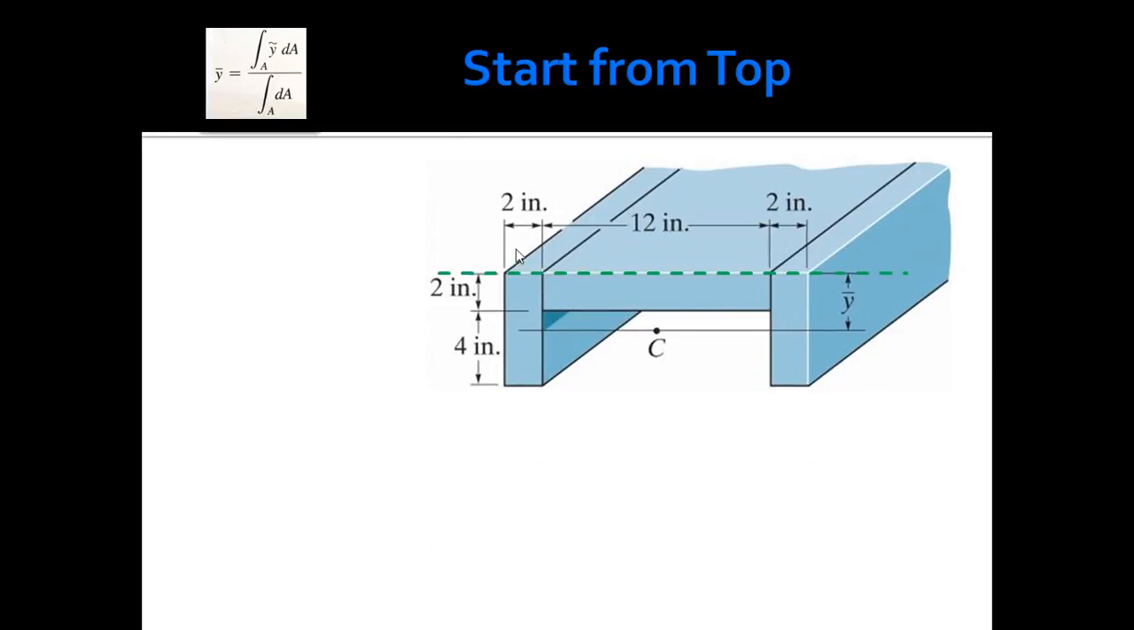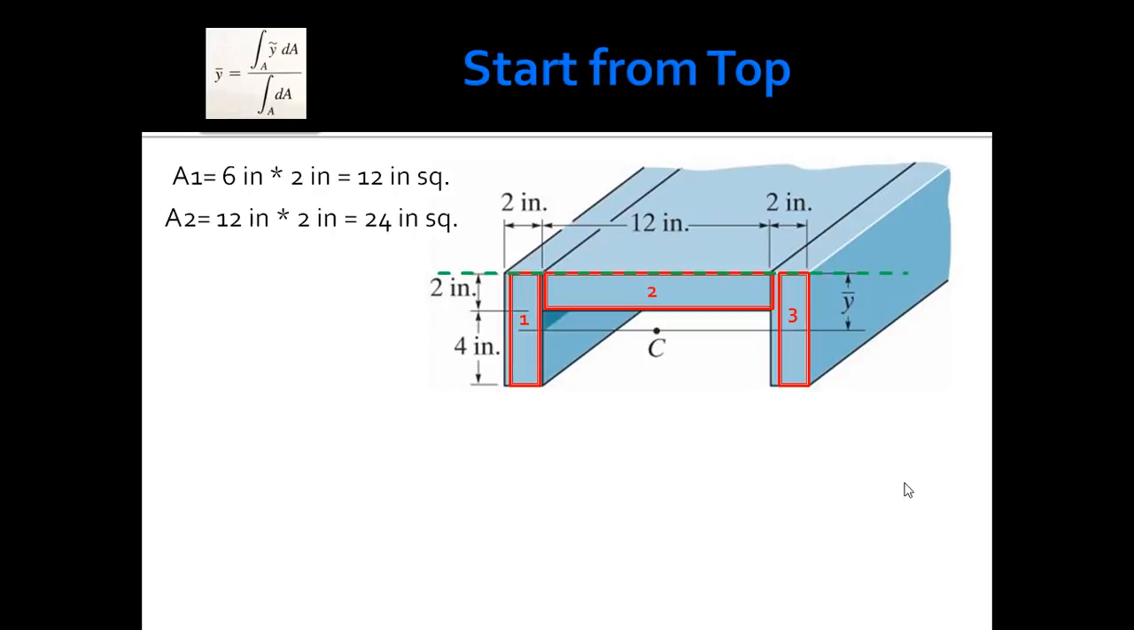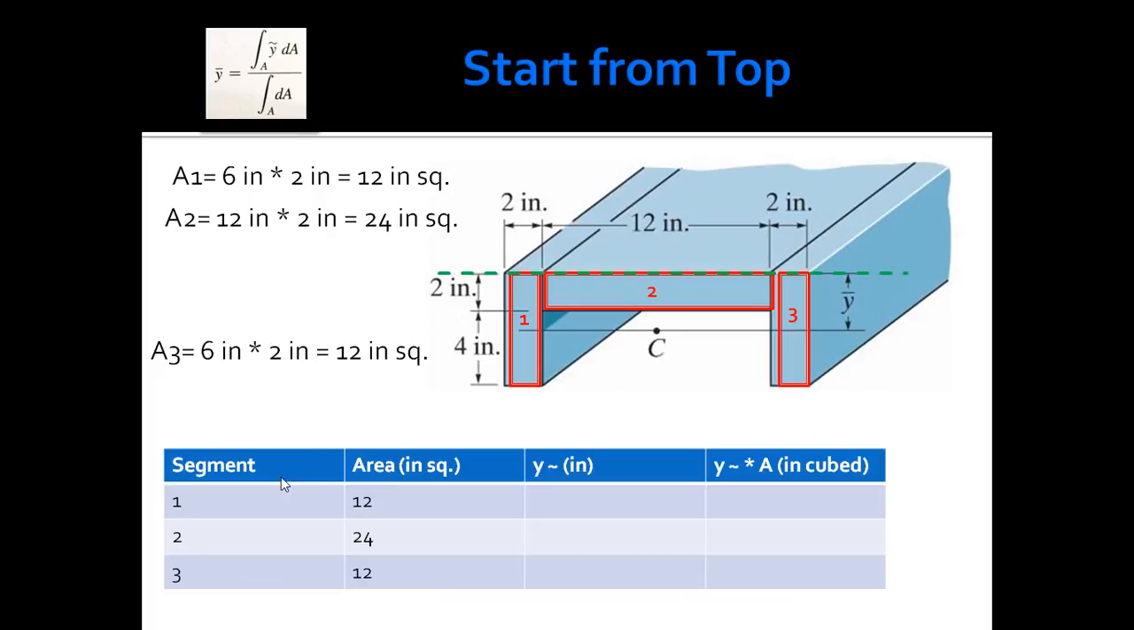So if we start from the top, we make this our primary axis, and then we name all of our segments. So this is segment 1, 2, and 3. The easiest thing we can start off with is finding the area of every element. So A1 is just 6 inches times 2 inches, so 12. Area 2 is 12 inches times 2 inches, 24. And area 3 is the exact same as area 1. So I made this neat table that is very easy to organize your work in. So we just plug in the areas.